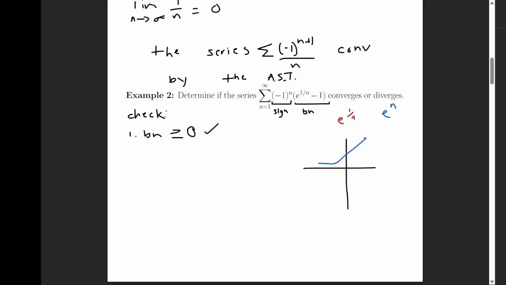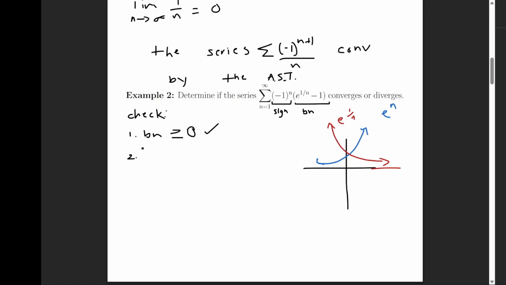It looks like this. No, it looks like this. Yeah, there we go. And then that means that when it's 1 over n, it's going to look something like this. Perfect. Close enough. But basically, it's never going to go below 0. So the first one, check.